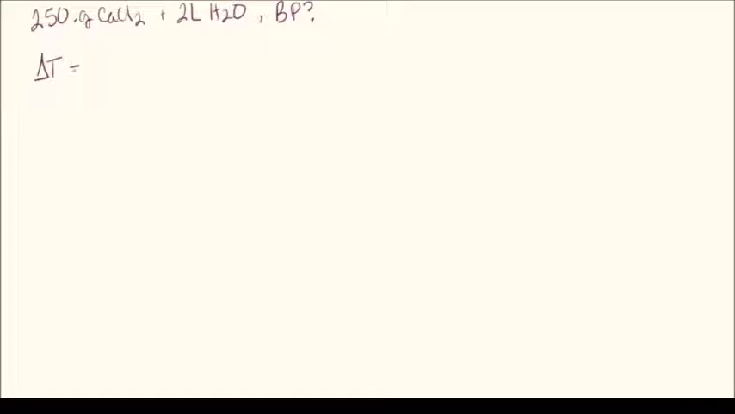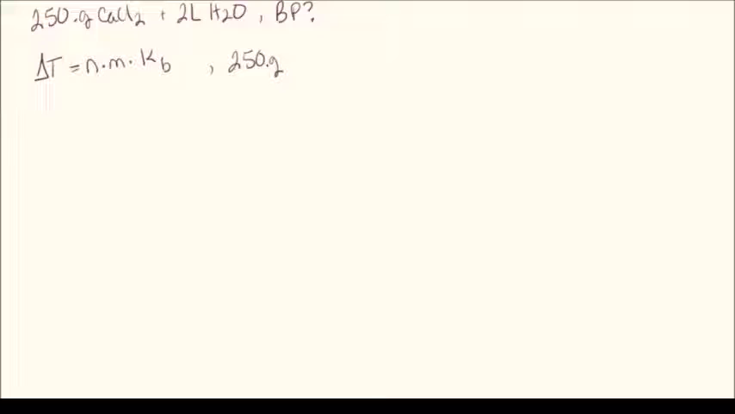So we can start with our formula that you guys are hopefully familiar with. Delta T equals N M K, and since we're talking about boiling, we're talking about Kb, which is a constant that we'll pull from a table. But first we need to find M, which is our molality. So we have all of our information here to do that. We can start with 250 grams, and we need to convert that to moles.